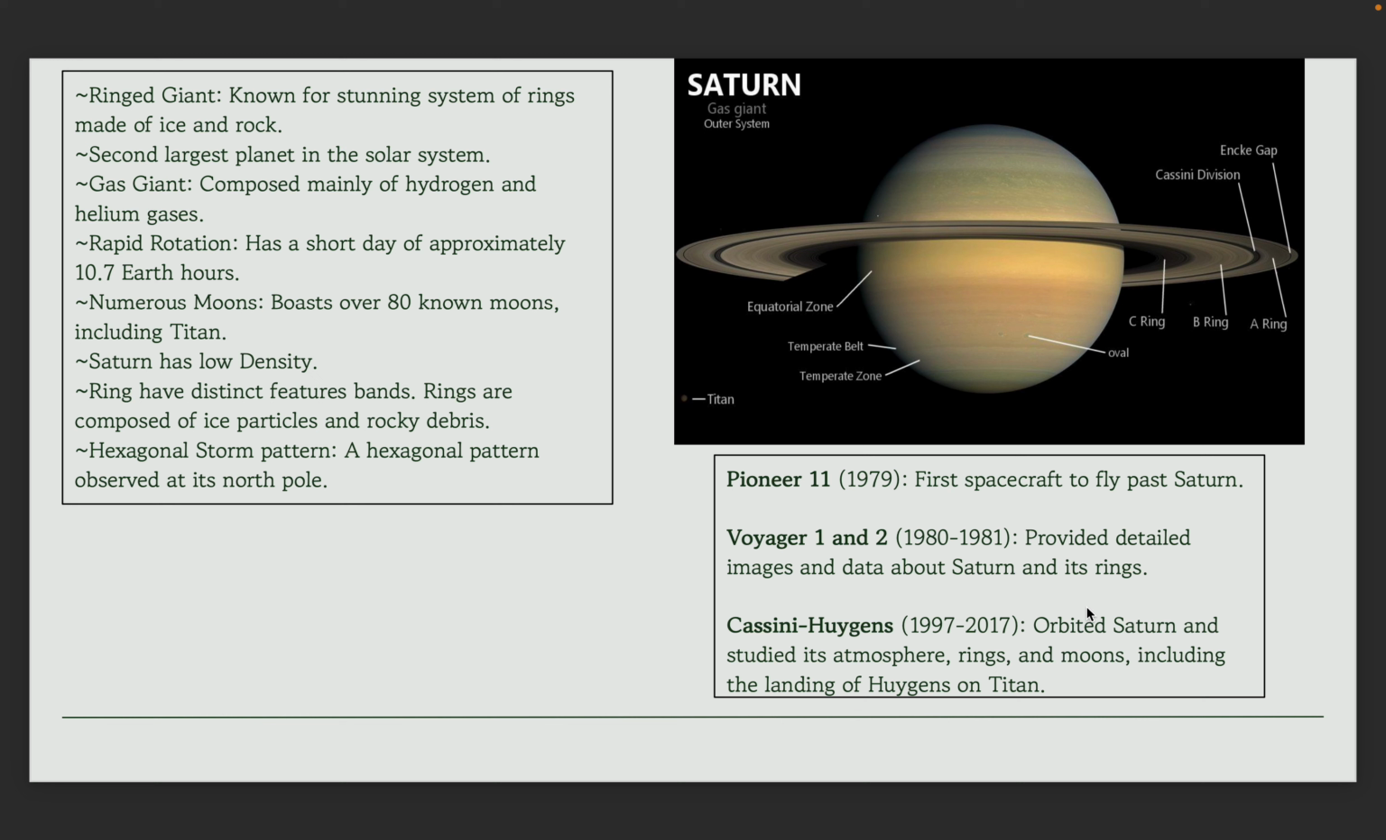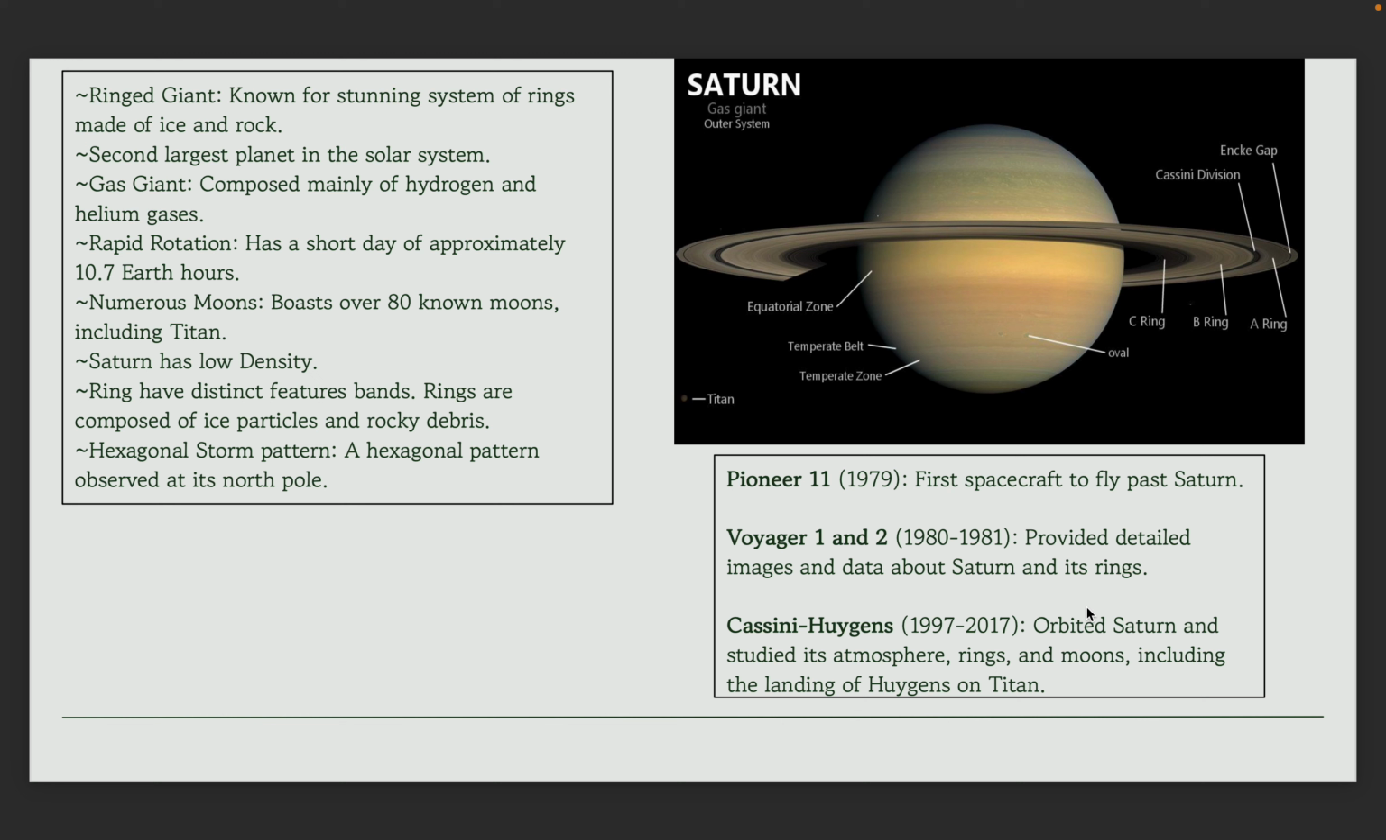It has numerous moons, just like Jupiter. Sometimes some astronomers say that Saturn has many moons, larger than Jupiter's. It has 80 moons, including Titan. Saturn has lower density than Jupiter, of course.